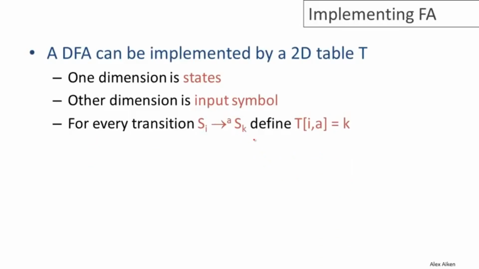So beginning now with DFAs, it's very simple to implement a deterministic finite automaton as an array. This two-dimensional array, and one of the dimensions will be the state. So we might have states here, and the other dimension will be the input symbols.